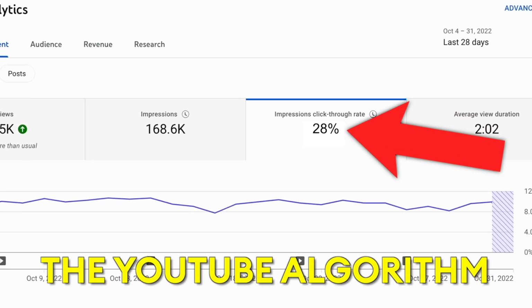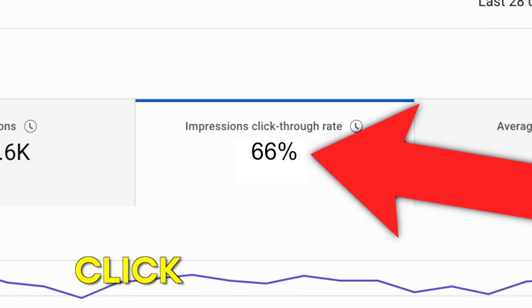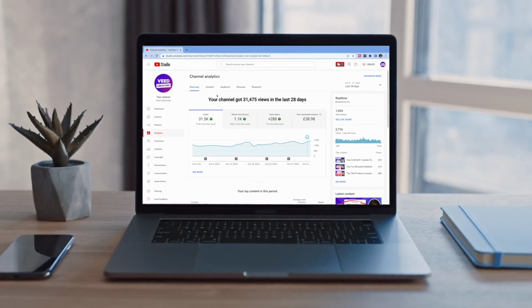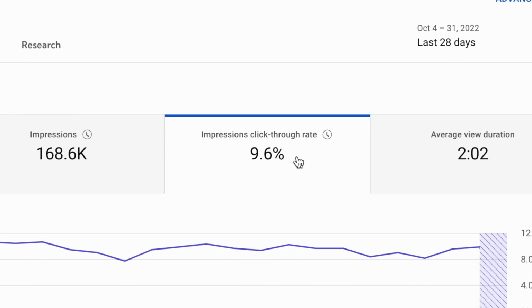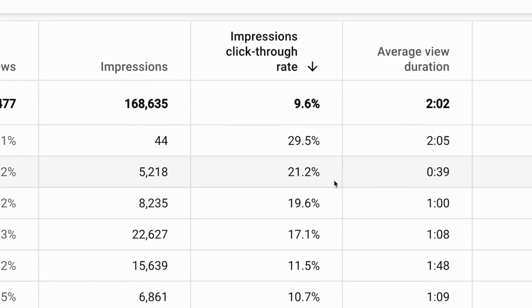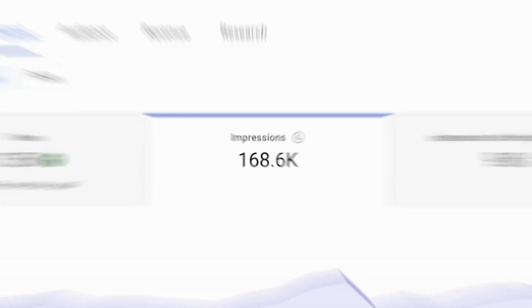The YouTube algorithm rewards channels that have a higher click-through rate. But what if I told you that a lower number could actually be better for your videos? Click-through rate is shown in your analytics in the form of a percentage. You can see an overall number for your whole channel, or you can narrow it down to a percentage per video. But to understand whether these numbers are good or bad, we first need to talk about impressions.